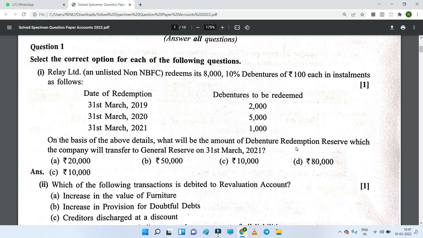As and when the debentures get redeemed, the amount gets transferred to the DRR account. And we know that the DRR account is created at 10%. So 10% of 1 lakh will be 10,000. And how did we get 1 lakh? By multiplying 1,000 with 100.